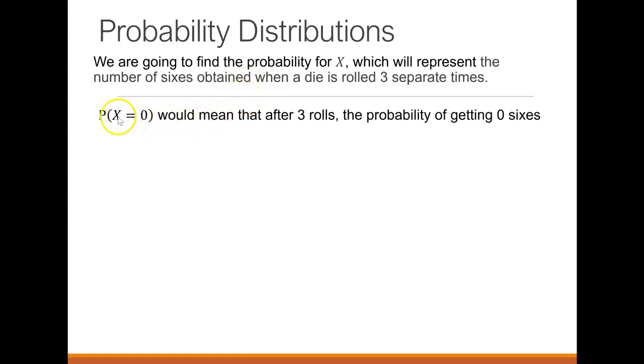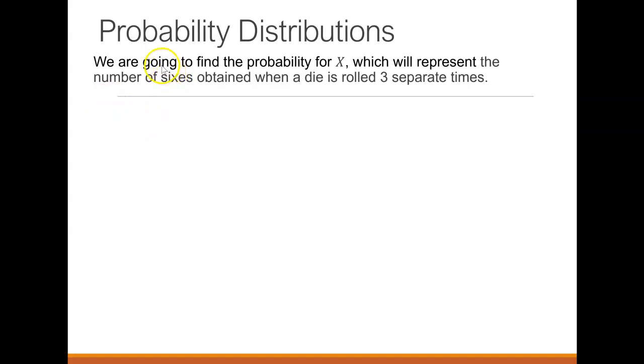So we just talked about this. Probability x equals 0. Oh, this is a different situation. I'm sorry. We're going to calculate the probability of x, which represents the number of 6s obtained when a dice is rolled 3 times. Okay, so let's think about the sample space. What are the possible values of x in this sample space? So x represents how many times we get a 6 if we roll a dice 3 times.